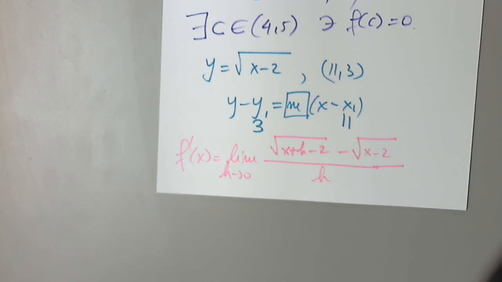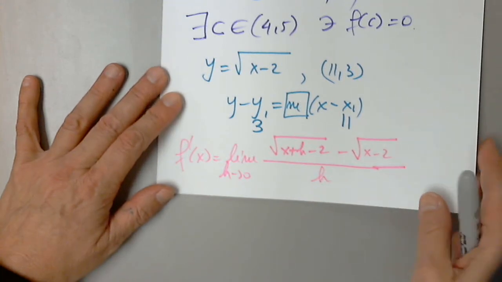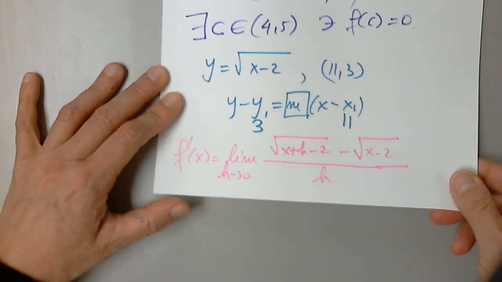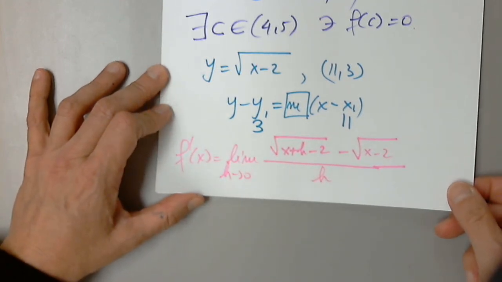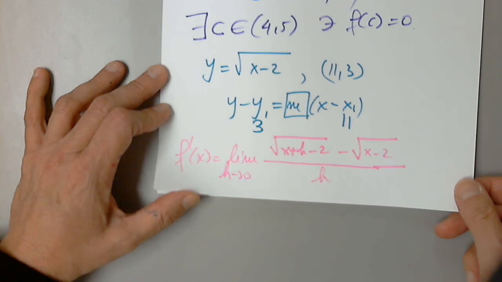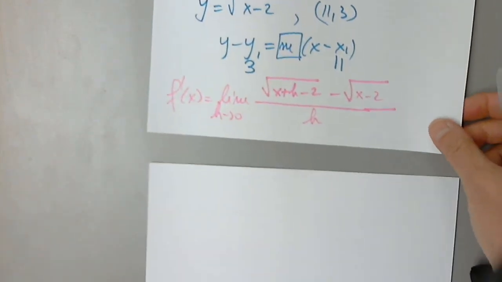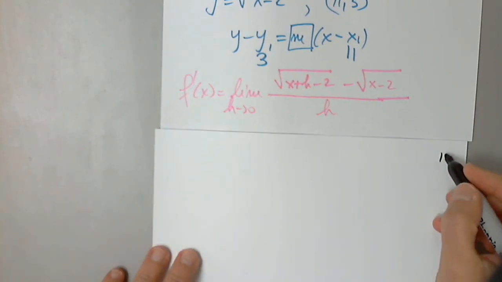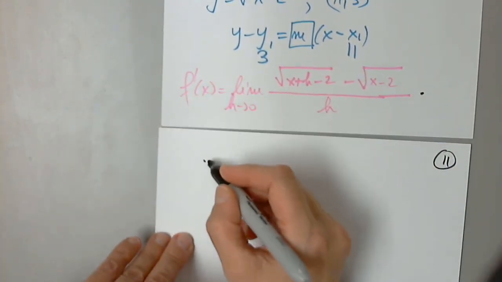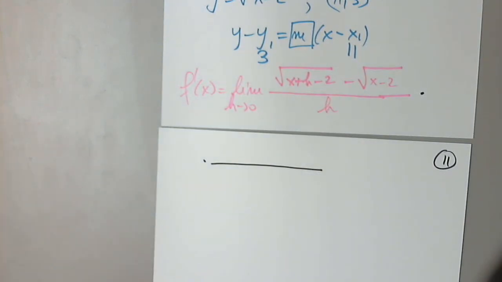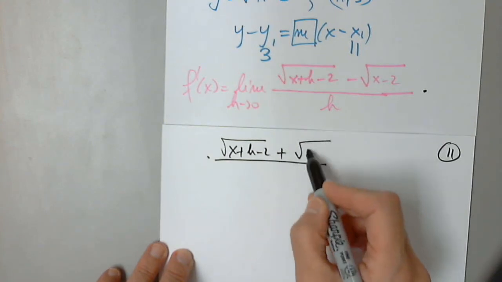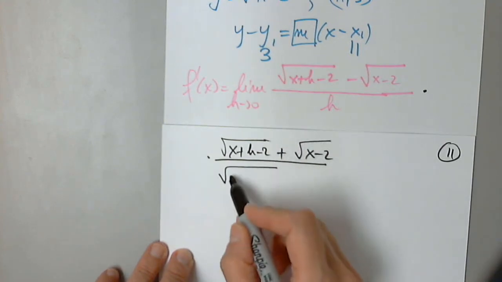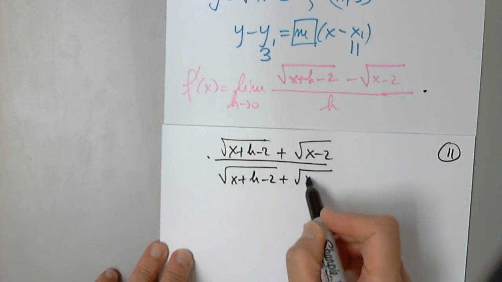Of course, if you plug in 0, what will you get? No question. You will get 0 over 0. Which factor are you anxious to get rid of then? h, indeed. h is the problem. h creates 0 over 0. Awesome. So then you will multiply top and bottom of this fraction by the square root of x plus h minus 2 plus the square root of x minus 2.